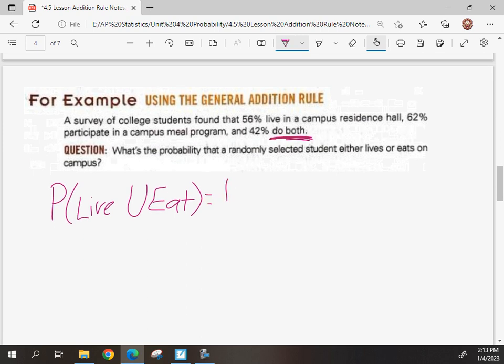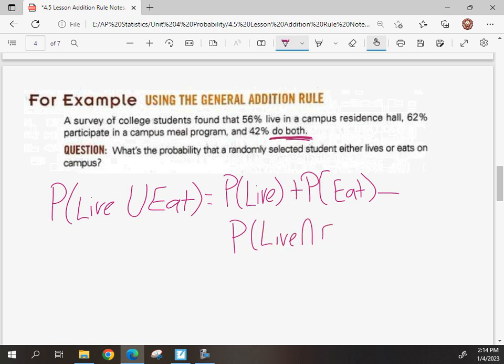So it's going to look something like this. We're going to take the probability that we live on campus, add to it the probability that we eat on campus, which really is the meal program. And then we're going to subtract from that the probability that we do both, live and eat on campus. And we have all those probabilities from this setup. There's 56% of students, so 0.56, live on campus, 62% have a meal program on campus, and then we'll subtract from that the overlap, the 42% of students who do both of those things.